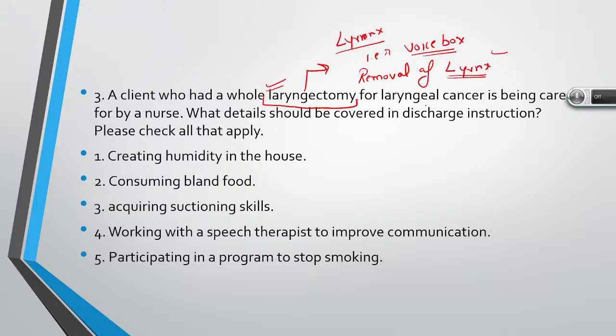Here the question says the client has laryngeal cancer, and the treatment is a surgical intervention, that is the laryngectomy. Now the question is asking which kind of instructions the nurse should always cover during the discharge program. Whenever the client is going to be discharged, which instructions should the nurse cover for the laryngectomy? So now the options are given.